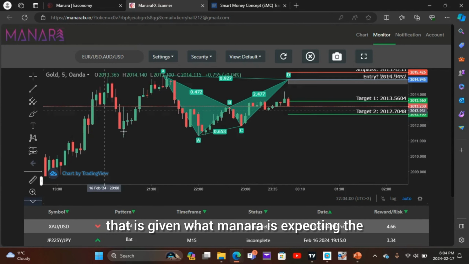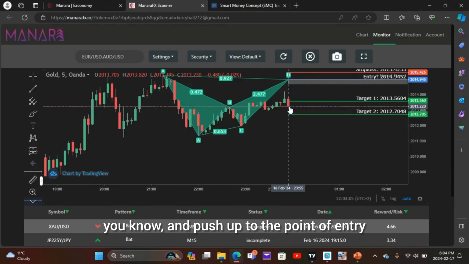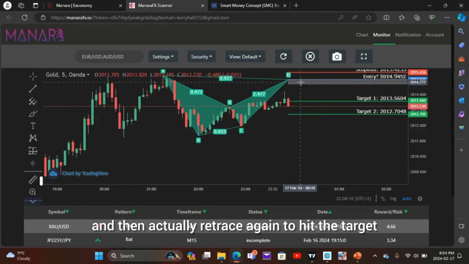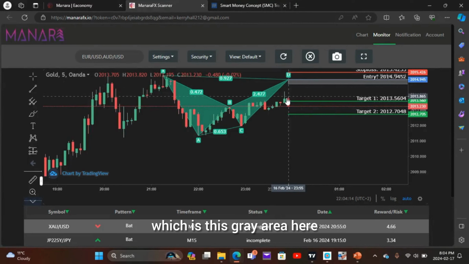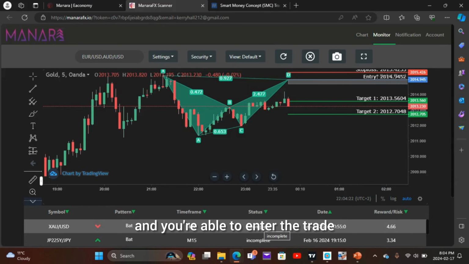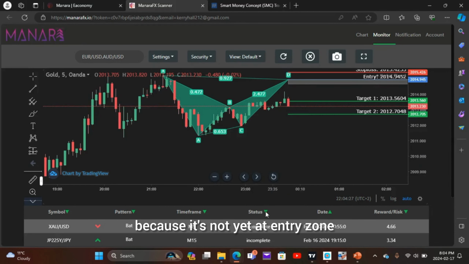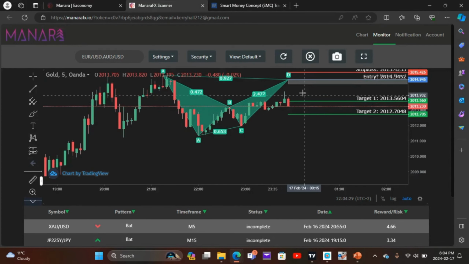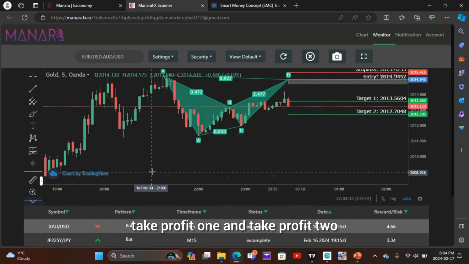Now, this is the gold trade idea that is given. What Manara is expecting the market to do is to come down, and push up to the point of entry and then actually retrace again to hit the targets. So because it's not up to the entry zone, which is this gray area here, you're not yet seeing complete here. Remember, if it shows complete, it means that it's at the entry point and you're able to enter the trade. Incomplete means that you're not yet ready to enter the trade because it's not yet at entry zone. All right. And remember, Manara gives you stop loss, entry, take profit one, and take profit two.